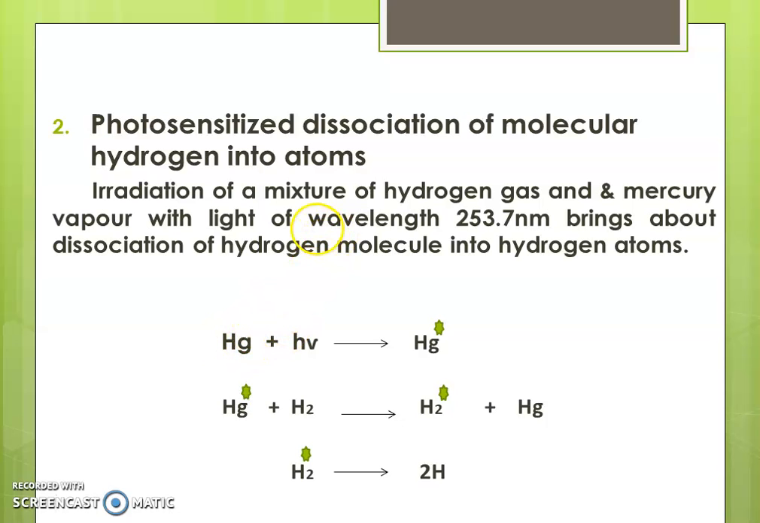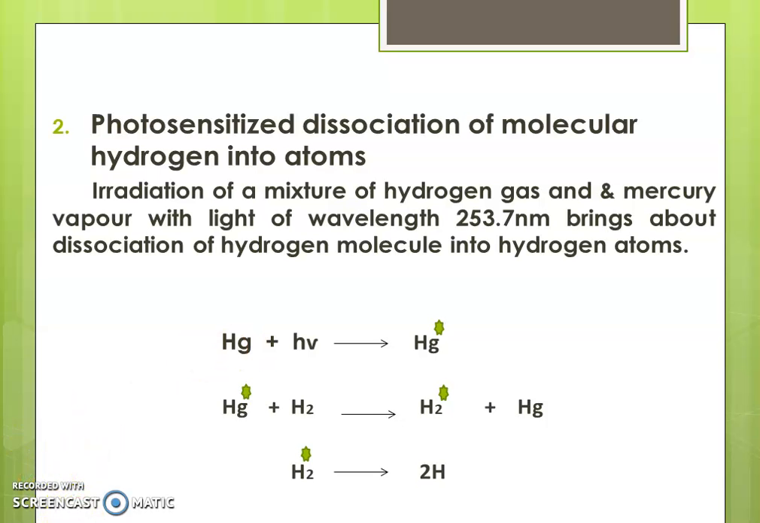Okay. The irradiation of a mixture of hydrogen gas and mercury vapor with light of wavelength 253.7 nanometer brings about dissociation of hydrogen molecules into hydrogen atoms. That is, Hg plus hν gives Hg*, which is the photosensitizer, which is giving its energy to this molecular hydrogen and helping it to dissociate into its atoms. Okay, that is, here Hg, mercury vapor, is acting as a photosensitizer.